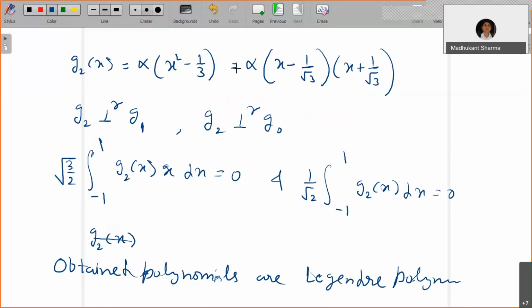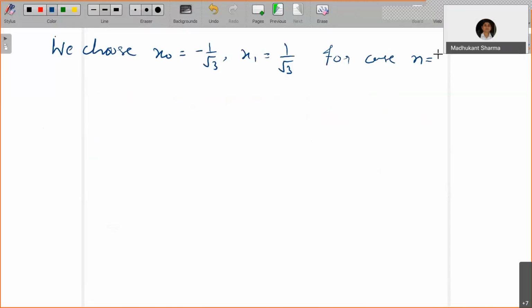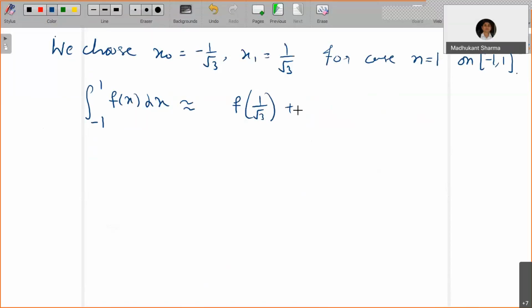And now we are in the position of defining the Gauss 2 rule. So we choose x0 equal to minus 1 by root 3 and x1 equal to 1 by root 3, in case n equals 1 on the interval minus 1 to 1. So what you will have is the integral from minus 1 to 1 of f of x dx is f of 1 by root 3 plus f of minus 1 by root 3.